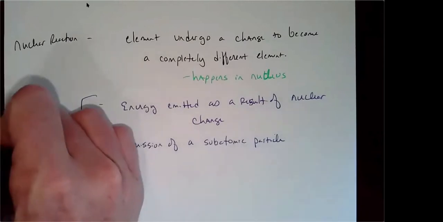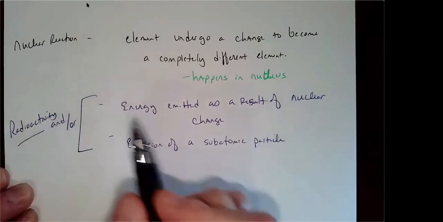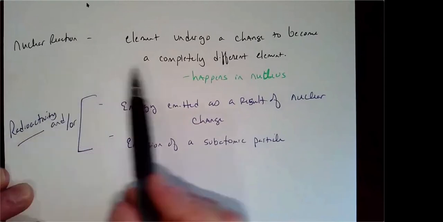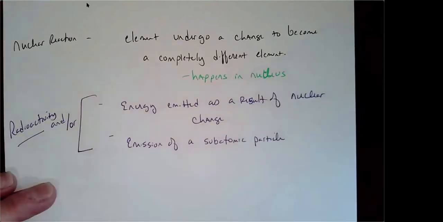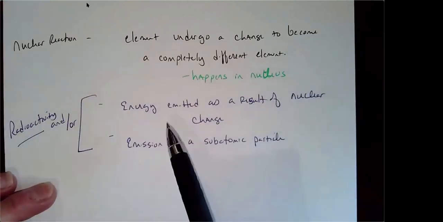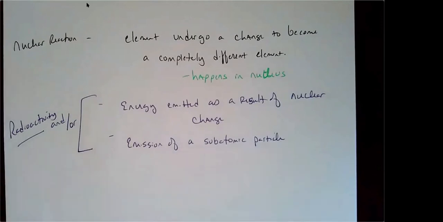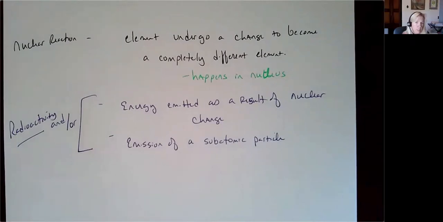This is called radioactivity. So radioactivity happens when I have a nuclear reaction. I have an element that's going to undergo change to become a completely different element. This is going to happen in the nucleus, and as a result, energy and subatomic particles can be emitted from that element, and that emission of those subatomic particles and this energy is radioactivity. So we're going to cover the different types of radioactivity in this part, and then we're going to do a lot of our calculations in part 2.